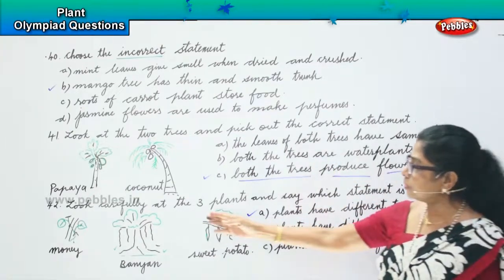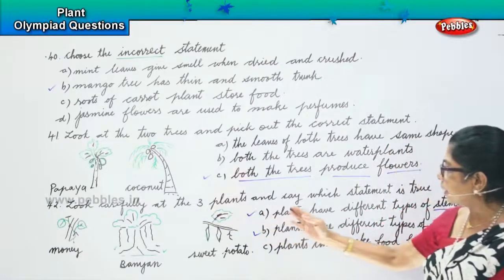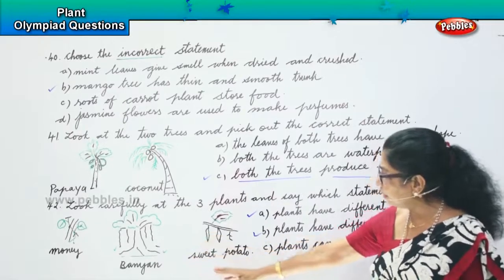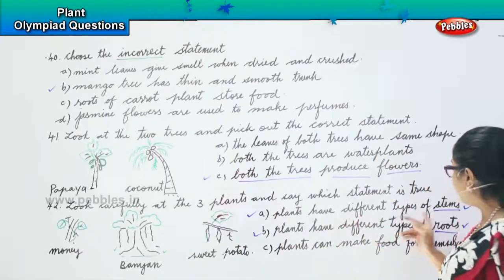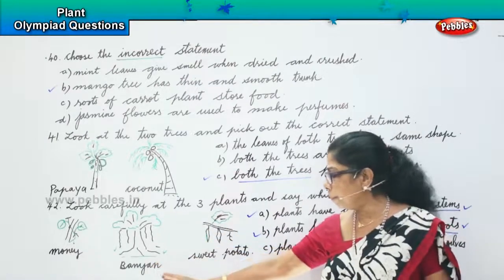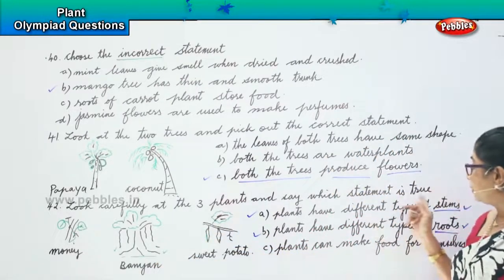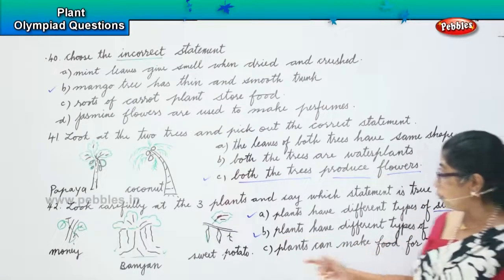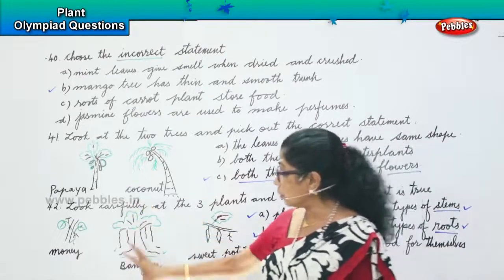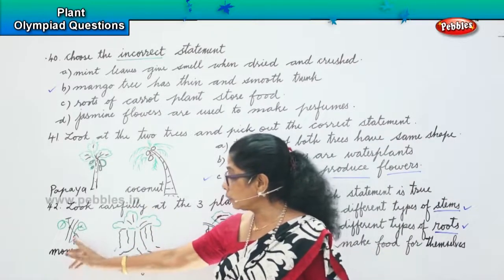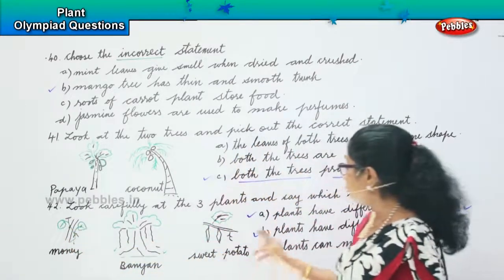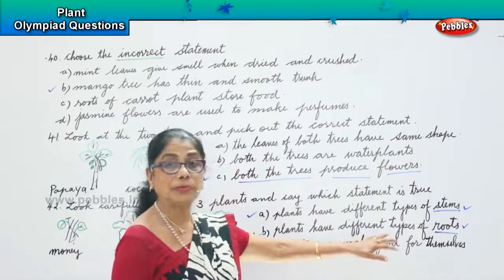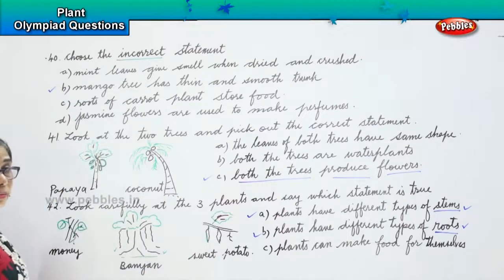Finally, the last question, look carefully at the three plants. Say which statement is true. Money plant, banyan, sweet potato. Plants have different types of stems. In money plant, banyan and sweet potato, plants have different types of stems, and then plants have different types of root. This is a tiny root here. Banyan has got several roots. And then money plant also had the roots. So, the two statements, plants have different types of stems, plants have different types of roots, goes correct for these three plants.